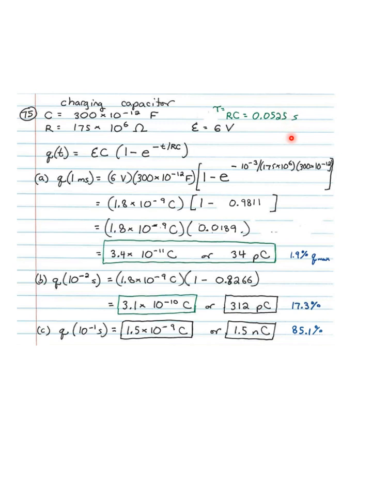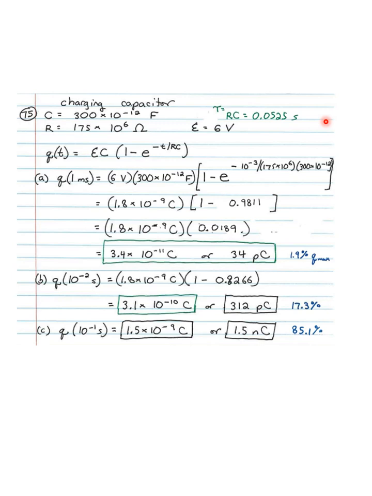It's useful to first find the time constant RC. And so that's what I've done here first. After listing out the given information, when you multiply R and C, you get 0.0525 seconds, which is 52.5 milliseconds. So if it's 52.5 milliseconds, that gives you a feel for, in parts A, B, and C, how much charging we can expect to have occurred.